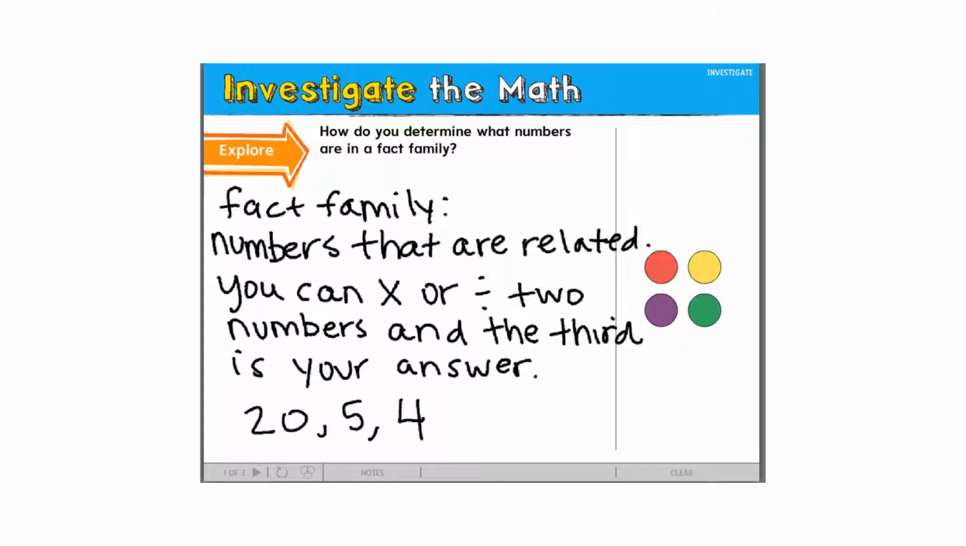Now there's a couple of other problems that if you mix some of those numbers up, you could make up a couple more. So think of all the other problems that you could make using those three numbers. I'll give you a second.